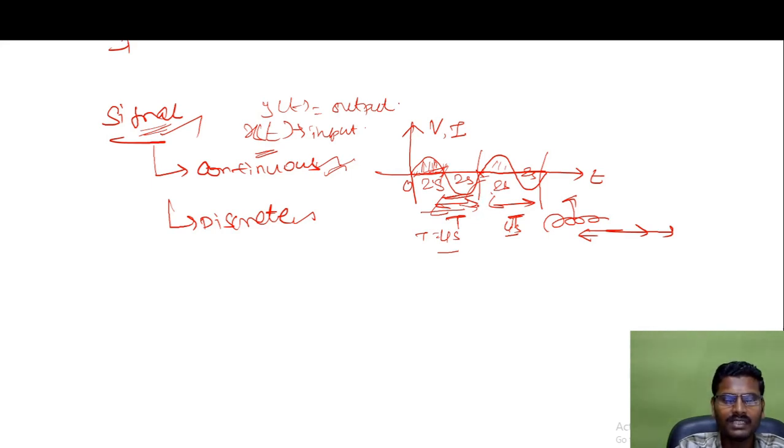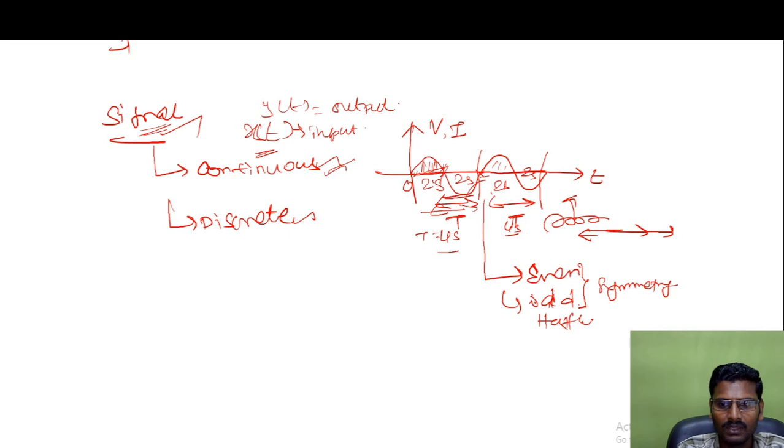This continuous signal is again classified into even signal and odd signal, right? Actually we will be seeing this in terms of symmetry, even symmetry and odd symmetry. We also have half-wave symmetry. We will be seeing these symmetries in the next video. Now we'll have a basic idea of continuous signal and discrete signal, and systems.